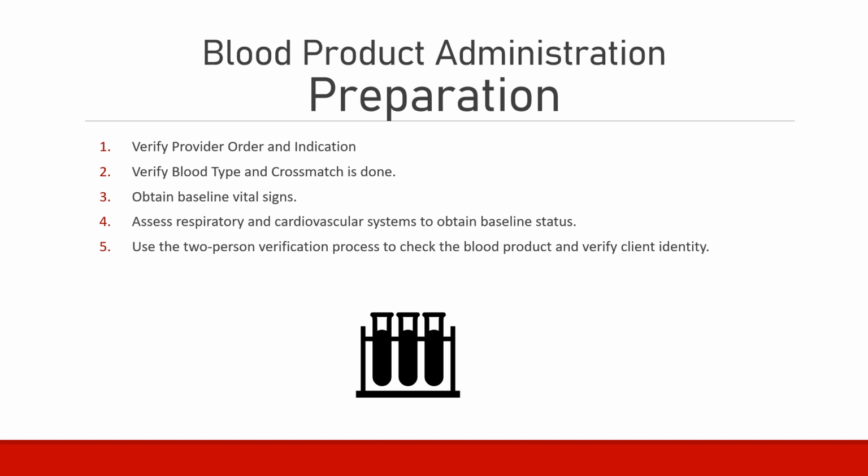Using the 2-person verification process, we will check the blood product and verify client identity. This 2-person verification process is pretty standard across the board at almost everywhere you'll work. And this is really a patient safety thing to ensure that two people are carefully slowing down and looking at the blood products being given to the patient to avoid any critical errors. So let's talk about that 2-person verification process.